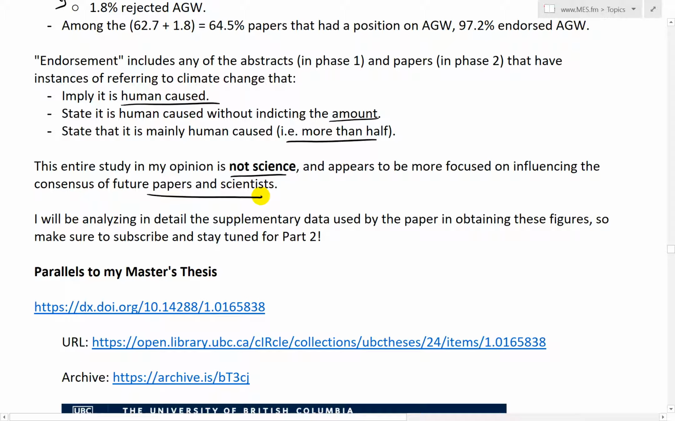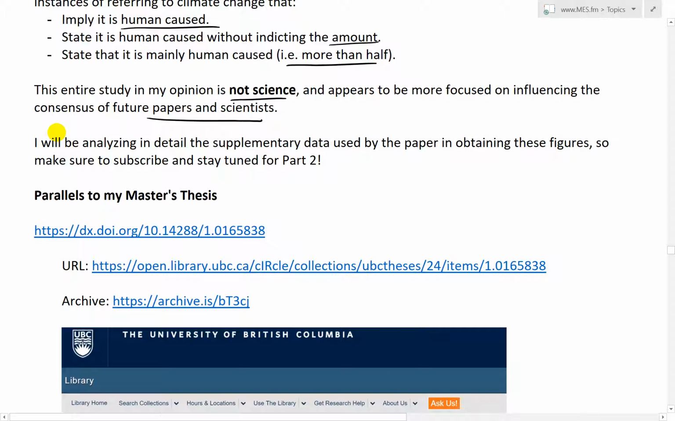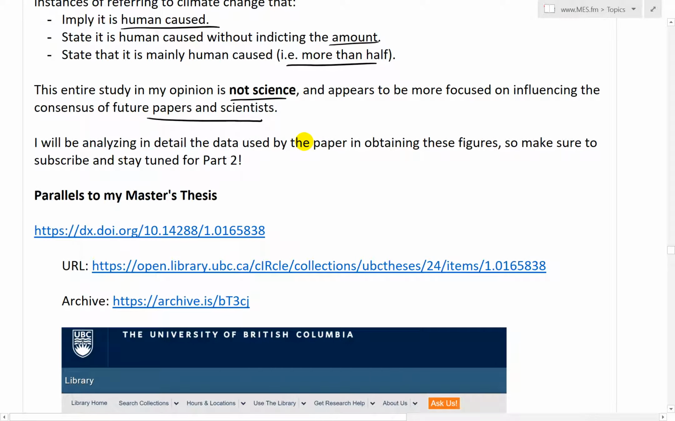Think about how many scientists are going to write a paper on AGW when there's a consensus on consensus papers non-stop saying 97%, and dissenters should be ashamed of themselves pretty much. I'll be analyzing in detail the supplementary data used by the paper in obtaining these figures.